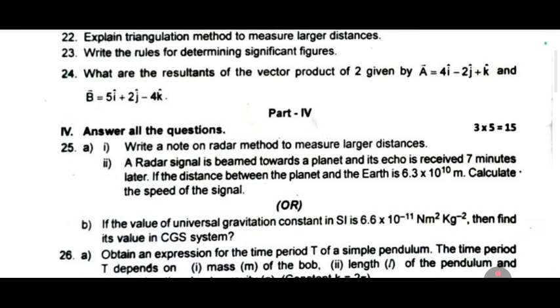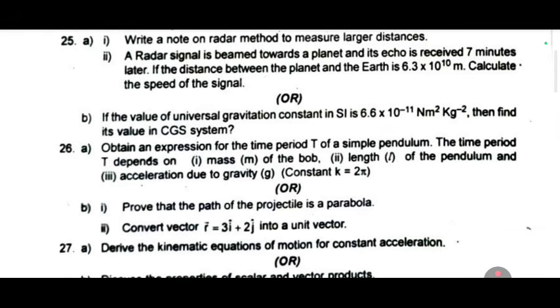Next, part 4, answer all the questions. 25 A: first, write a note on the radar method to measure larger distance. Second, a radar signal is beamed towards a planet and its echo is received 7 minutes later. If the distance between the planet and the earth is 6.3 into 10 to the power of 10 meter, calculate the speed of the signal. Or B: if the value of the universal gravitation constant in SI is 6.6 into 10 to the power of minus 11 N m square kg minus 2, then find its value in the CGS system.